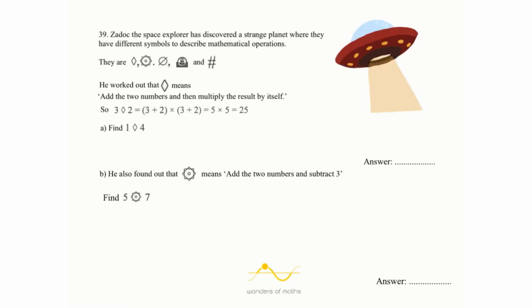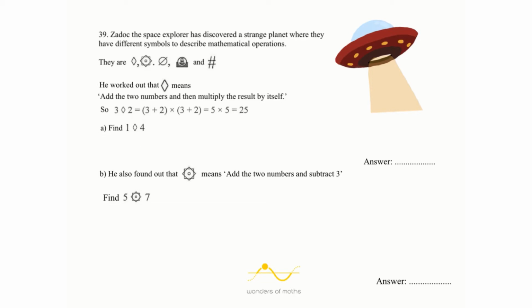Consider this question. Zadok the space explorer has discovered a strange planet where they have different symbols to describe mathematical operations. He worked out that the diamond means add the two numbers and then multiply the result by itself. So, 3 diamond 2 means 3 plus 2 multiplied by 3 plus 2, which is just 5 multiplied by 5, which gets you 25. We need to find 1 diamond 4.